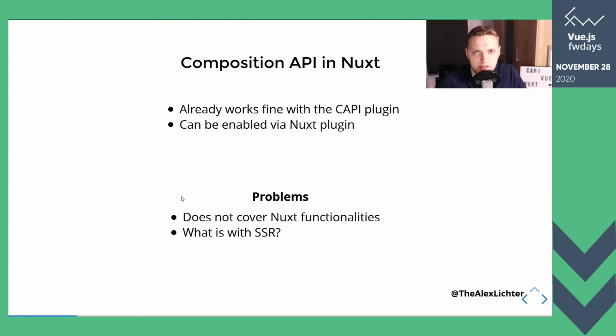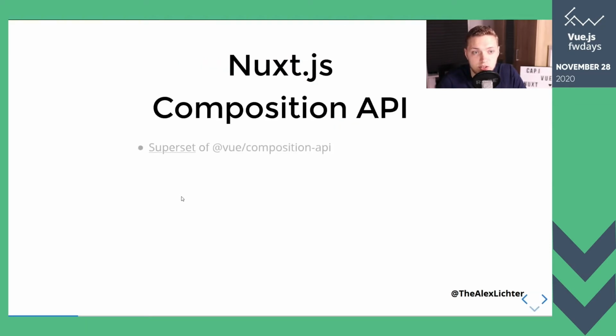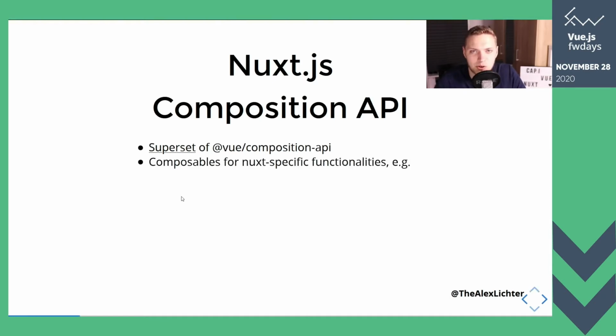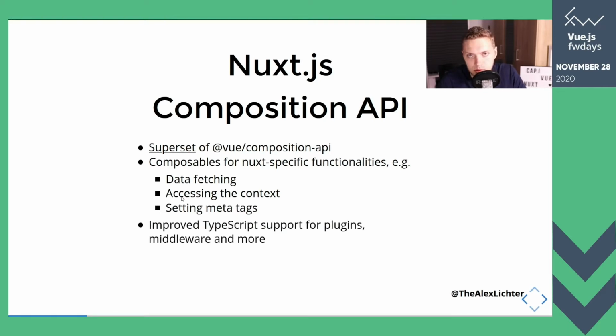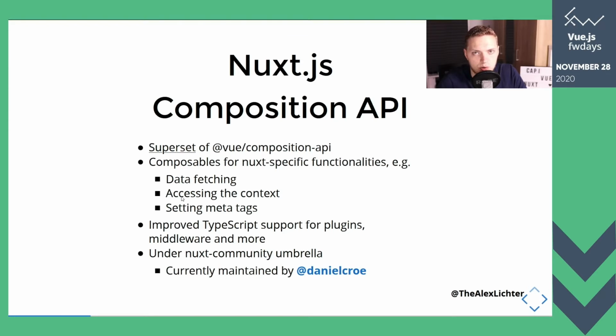And that's the reason why there is a Nuxt.js composition API module, which is a superset of the Vue composition API. So it includes it, but even more. And even more means composables for Nuxt-specific functionalities. As I said, data fetching, context, and also setting meta tags. And it also includes TypeScript support for plugins, middleware, and more. But we'll see that in a few seconds. And this module is under the Nuxt community umbrella, so it's in this organization, and currently maintained by Daniel Rowe. Thank you, Daniel.